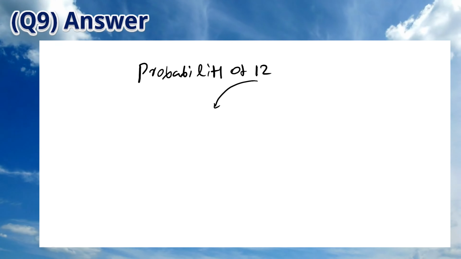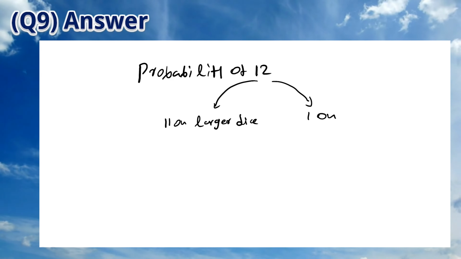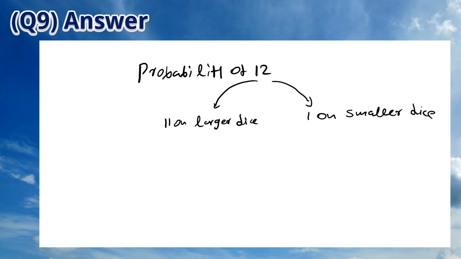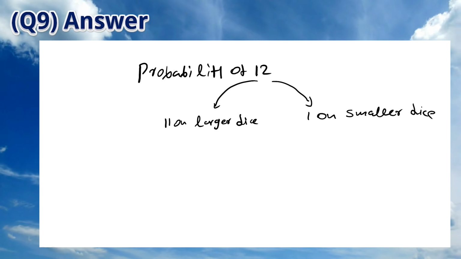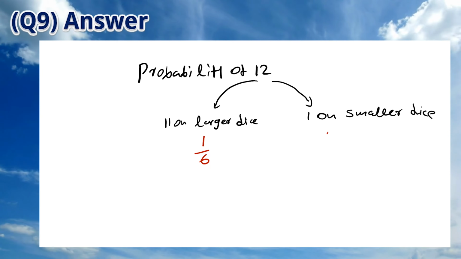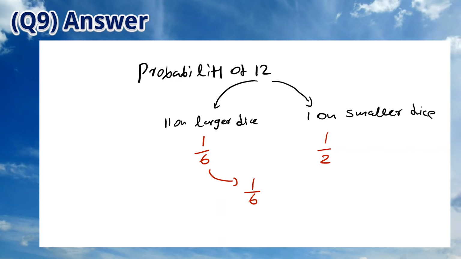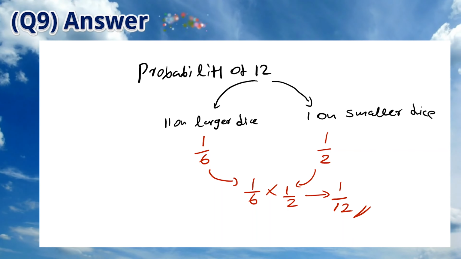The only way of obtaining 12 is 11 on the large dice and 1 on the small dice. Since these two rolls are independent and the probability of rolling an 11 is 1 in 6 and the probability of rolling 1 is 1 in 2, we can multiply these together to get 1 in 12. This means that the answer is D.